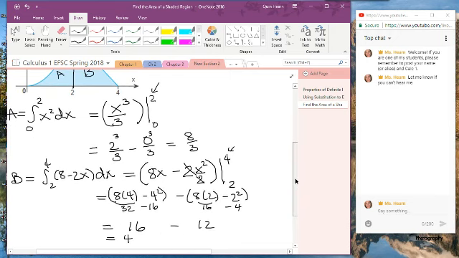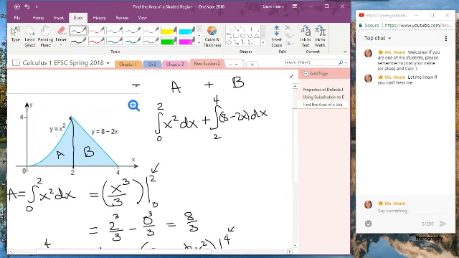Now, that is just region B. So if we want the total area, we found that region A had an area of 8/3. Region B had an area of 4. So look at that, it adds up to 8/3 plus 4, which is the same as 8/3 plus 12/3, which is going to be 20/3. Okay, which is almost 7.